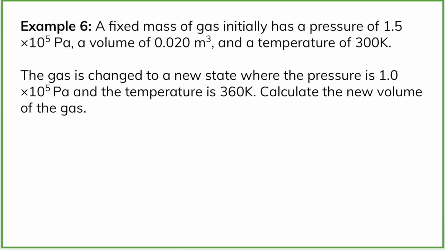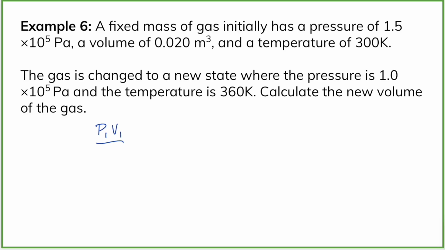So let's look at this question here. A fixed mass of gas initially has a pressure of 1.5 and a volume of 0.20 and a temperature of 300 Kelvin. The gas is changed to a new state where the pressure is 1.0, so the pressure has gone down, and the temperature is 360 Kelvin, so the temperature has gone up. And so we want to calculate the new volume of this gas. Pressure's gone down, temperature's gone up. We can refer back to the combined gas law.